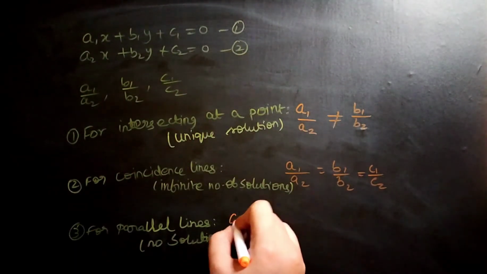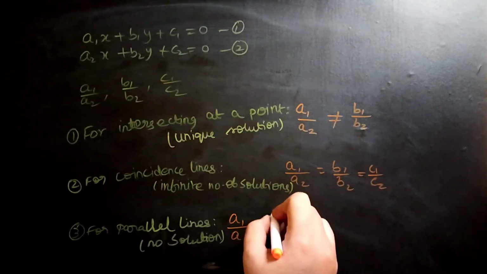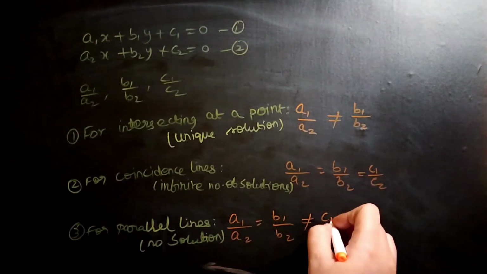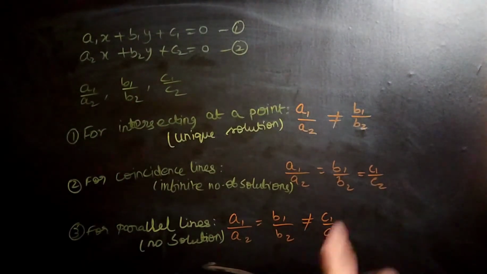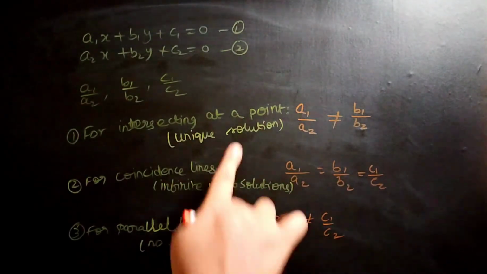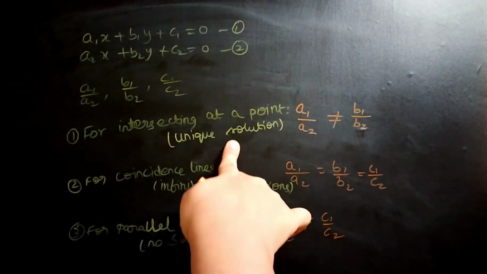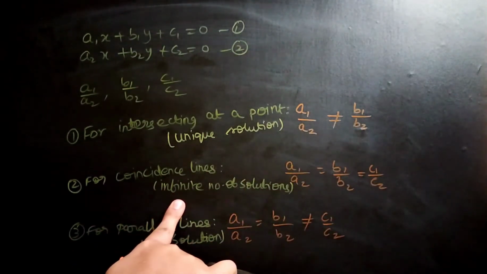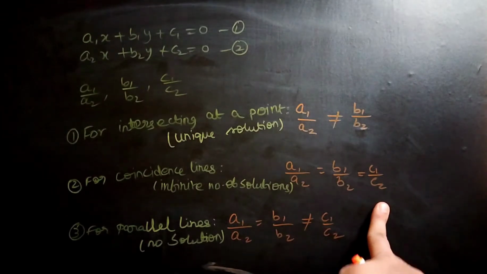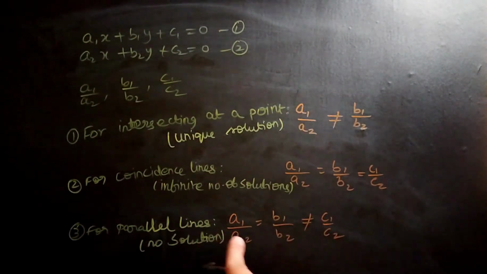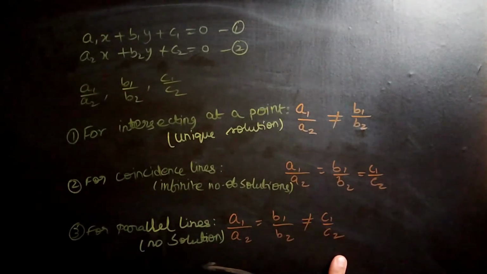For parallel lines, the condition will be that the ratio a1 by a2 and the ratio b1 by b2 are equal, but that will not be equal to c1 by c2. Remember these three formulas for the three conditions. For a unique solution, or intersecting at a point, a1 by a2 is not equal to b1 by b2. For coincident lines, or an infinite number of solutions, all three ratios are equal: a1 by a2 equal to b1 by b2 equal to c1 by c2. For parallel lines, that is no solution: a1 by a2 equal to b1 by b2 but not equal to c1 by c2.